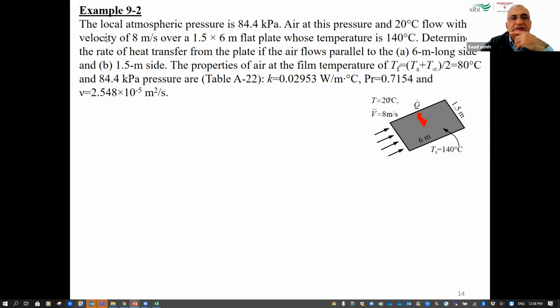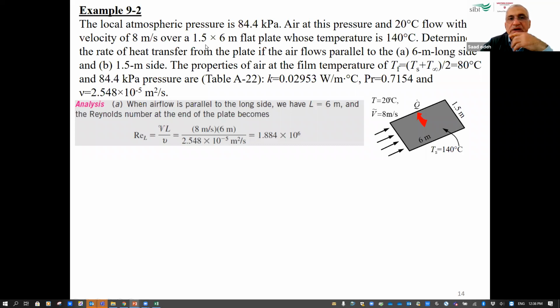We have been given the local atmospheric pressure. The reason they give the pressure here is not that you use it in the formula, but to let you know that this air is close to the ambient pressure. Remember, before we said that the sea level ambient pressure is around 100 kilopascal. So we are close to ambient. It's 84. It's not under pressure or vacuum. It's close to the ambient or atmospheric pressure.